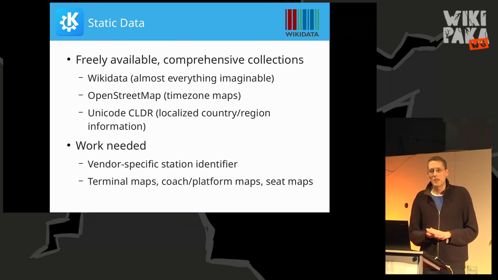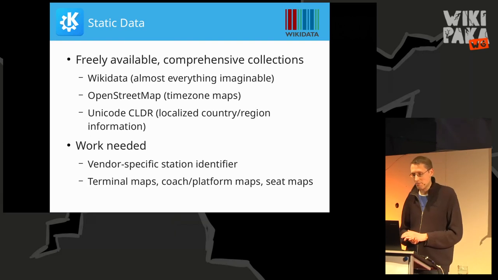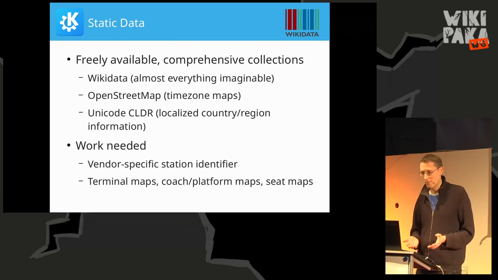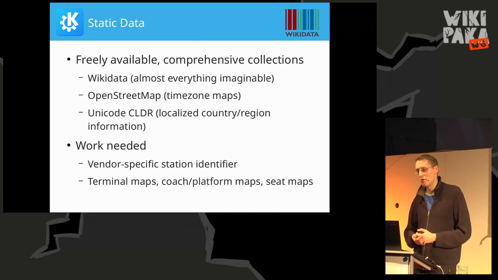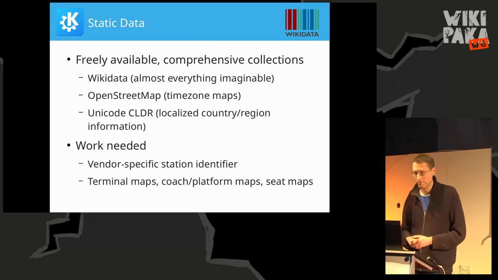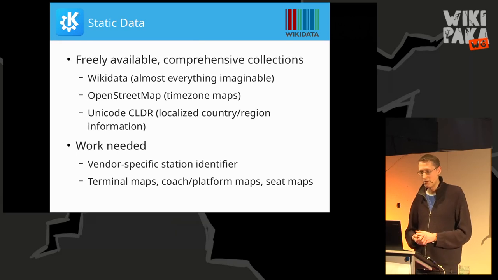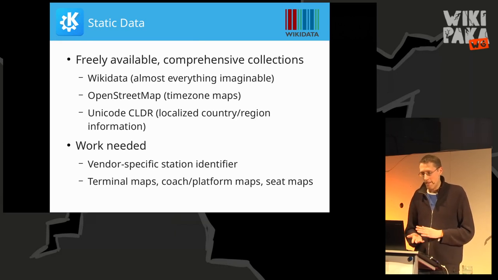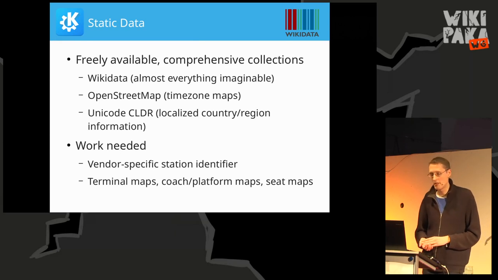But let's continue with the static data. There, of course, we have Wikidata that has almost everything we need. And we are making heavy use of that, and that's also why I'm here today on the Wikimedia stage. One thing that Wikidata doesn't do perfectly is time zone information. That's why we are using the OpenStreetMap data for this.